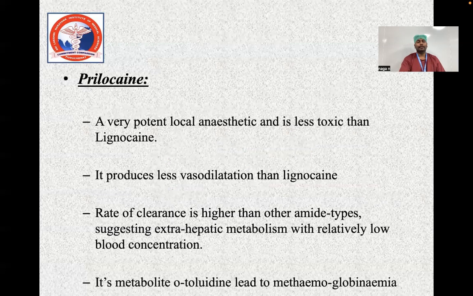Prilocaine. Prilocaine is a very potent local anesthetic and is less toxic than lignocaine. It produces more vasodilatation than lignocaine. Rate of clearance is higher than other amide types, suggesting extrahepatic metabolism with relatively low blood concentration. Its metabolite O-toluidine leads to methemoglobinemia. This is again one more MCQ which can be repeatedly asked: which local anesthetic causes methemoglobinemia.